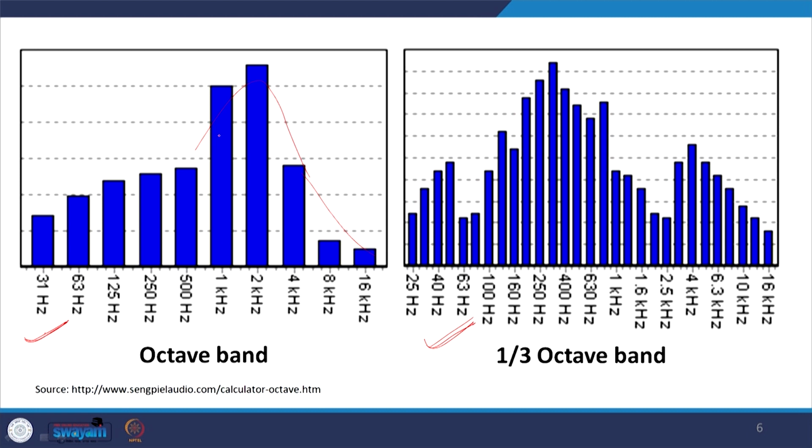But when you do a more finer analysis, then you get certain dips and peaks which you missed out in the octave band analysis. Roughly this is the distribution pattern, but if you go for a more detailed analysis, what you see is that even at this point it is not continuously increasing, but there is a dip here, and again it is not continuously decreasing, but there is a peak here. So you had missed a dip and a peak which you now observe when you do a more detailed analysis.